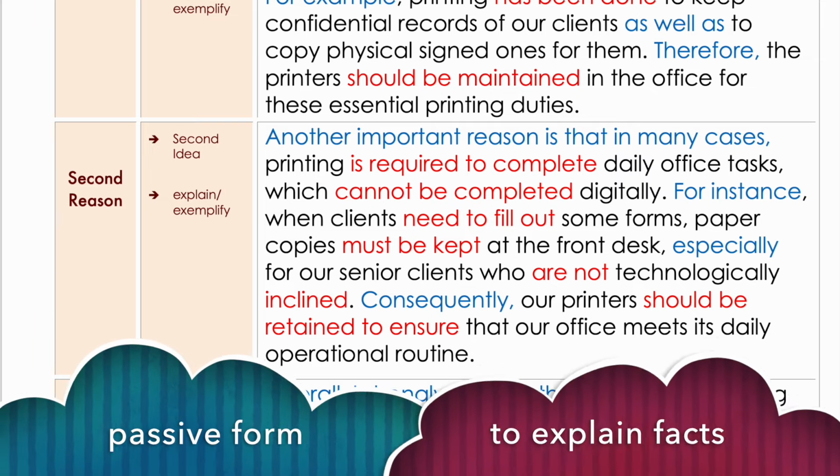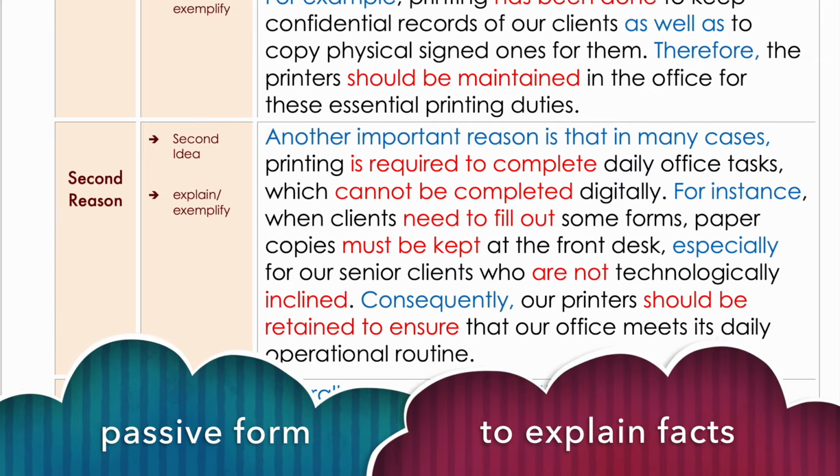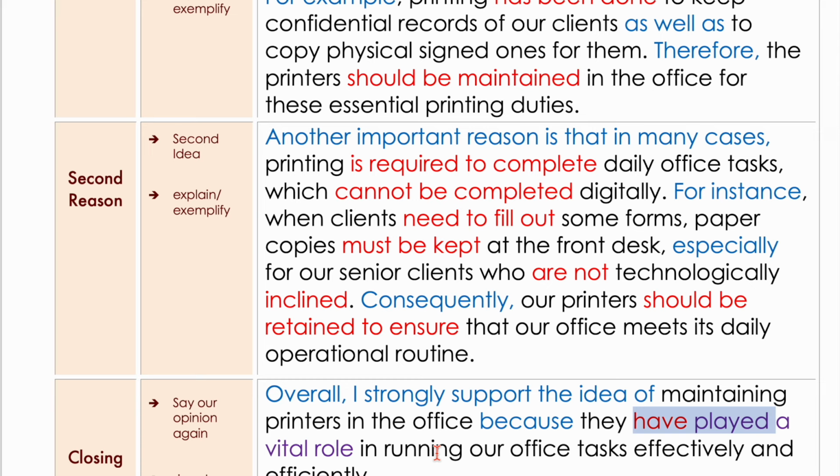So why did we use these grammar structures? Because we are explaining some facts. We say printing is required to complete these tasks. You could say, it's not wrong to say, 7 or 8s, maybe you can say that. You can say, employees require the printer so they can print daily office tasks. Okay, you see? Which they cannot complete digitally. You could say that. There is a way, of course.